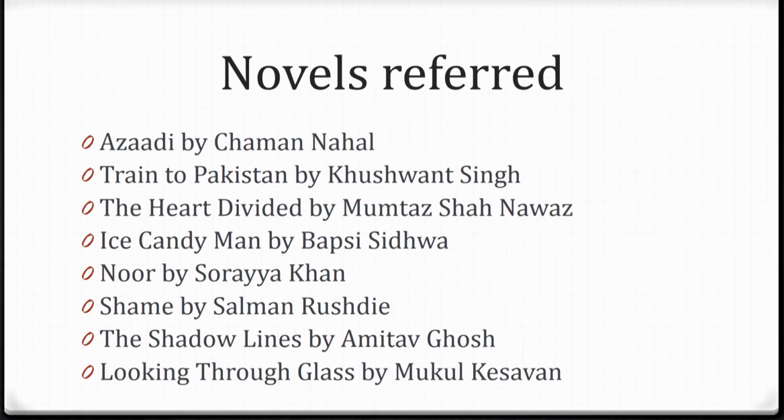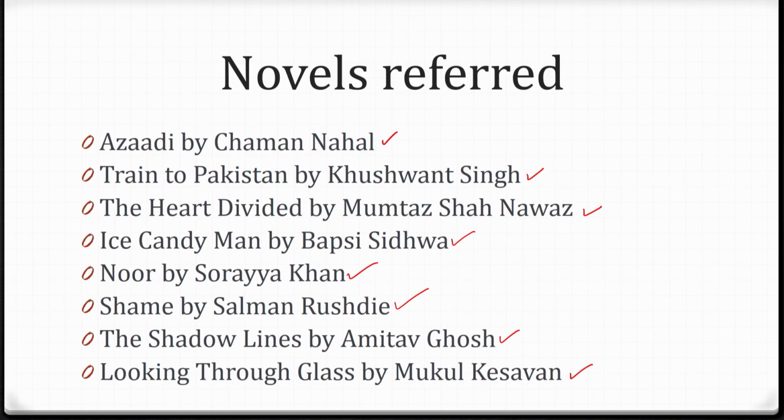In such a context, Priyamvada Gopal refers to a set of novels which she brings under the rubric of partition writing. She talks about Azadi by Chaman Nahal, Train to Pakistan by Khushwant Singh, The Heart Divided by Mumtaz Shah Nawaz, Ice Candy Man by Bapsi Sidhwa, which is also part of a detailed reading, Noor by Suraya Khan, Shame by Salman Rushdie, The Shadow Lines by Amitav Ghosh, a novel which we have already taken a look at, and Looking Through Glass by Mukul Kesavan.